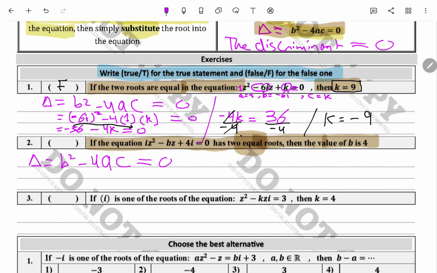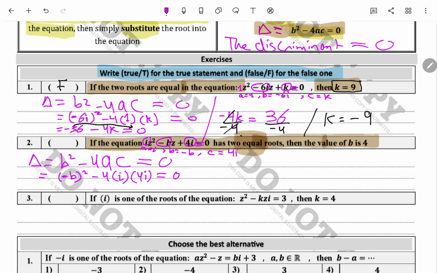Go back to the equation and be sure the equation is equal to 0, and focus on a, which is i, the coefficient of z squared. B is negative b, the coefficient of z, and c is the constant term, which is 4i. We can have them all now in the formula. B squared will be negative b all squared, minus 4 times i times c, which is 4i. That all should be equal to 0 to make the equation have 2 equal roots.